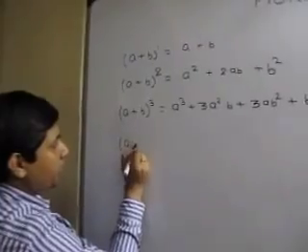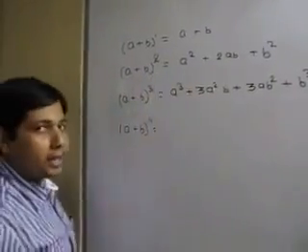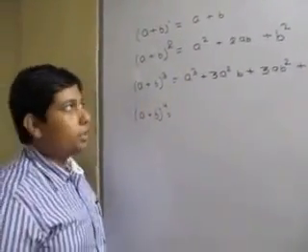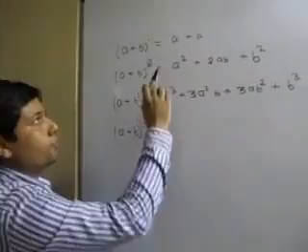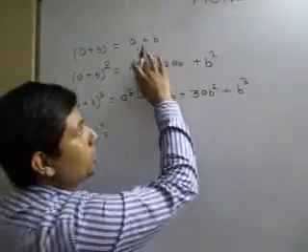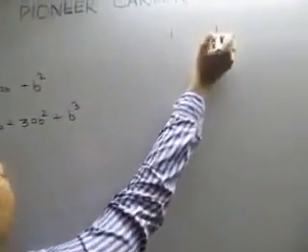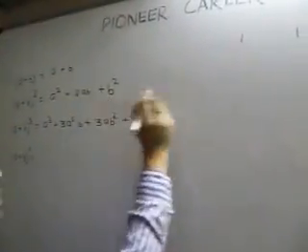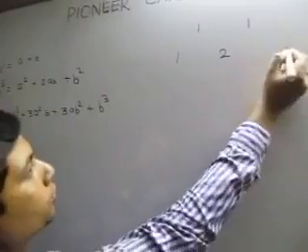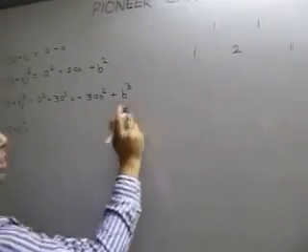Now, can you write it for a plus b to the power 4? Is there any pattern? Yes, we do have some pattern. So first of all, we will look at the coefficients of this expansion. If you look at the coefficients, they follow a certain pattern. Here we have coefficients 1 and 1 for the first one. For the next one, we have coefficients 1, 2, 1. For the next one, we have coefficients 1, 3, 3, 1.